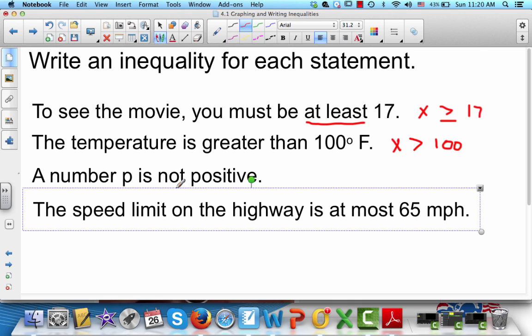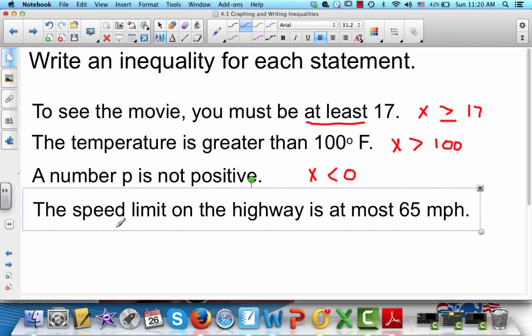A number P is not positive. No, it has none of the key words in there that you're looking for. So you have to think about this one. Positive numbers are numbers like 1, 2, 3, 4. 0 is not positive or negative. So that means that a number that is not positive will have to be less than or equal to 0. So we put X is less than or equal to 0.